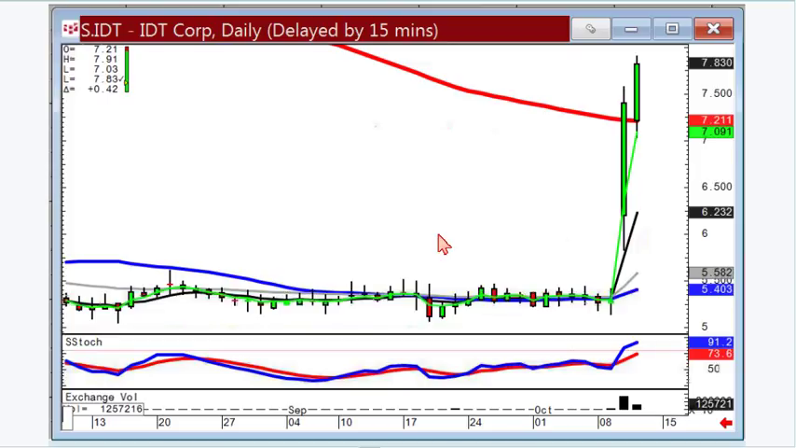Yes, a stochastic shows that it's overbought. But remember, we're not buying stochastics. We're buying the signal.